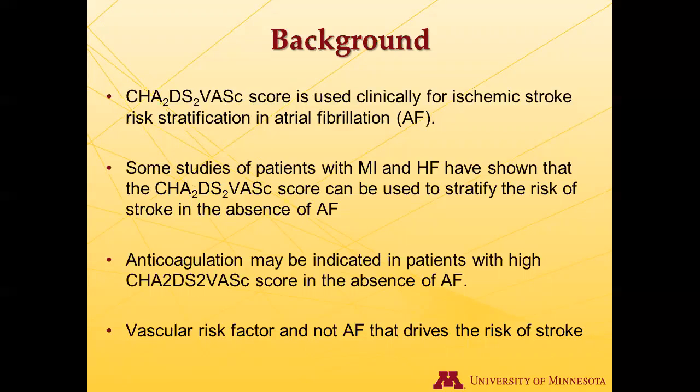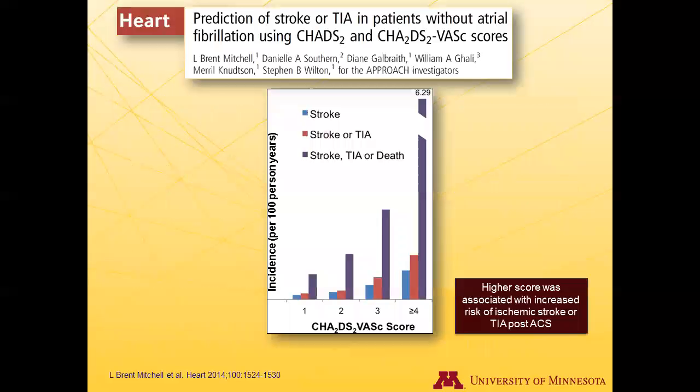The authors came to conclude that probably the vascular risk factors, and not the AFib itself, drive the risk of stroke in this cohort. Going through the literature, these are the three major studies done regarding that. The first one was published in 2014, where they looked into the risk of stroke in CHA2DS2-VASc strata. As you see here, there is an increase in risk of stroke with each increase in the CHA2DS2-VASc score, and this was statistically significant, especially in patients after acute coronary syndrome.